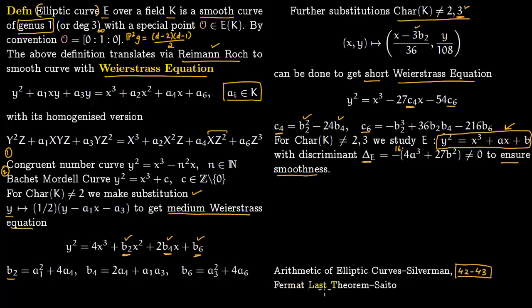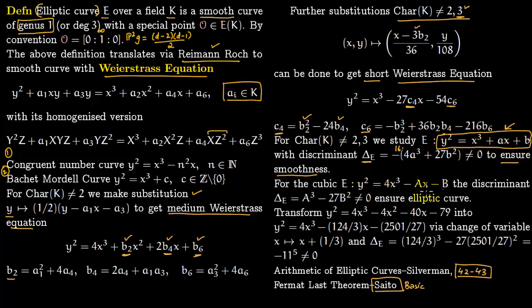Now in this book, Fermat's Last Theorem, volume 1, Basic Tools by Sato, he uses a different form. Obviously you can again transform this curve into this form here, by substitution. Now if you have a curve like this, with 4x cubed minus some constant ax minus b, then the discriminant is given as a cubed minus 27b square. If this discriminant is not 0, then you again have an elliptic curve.